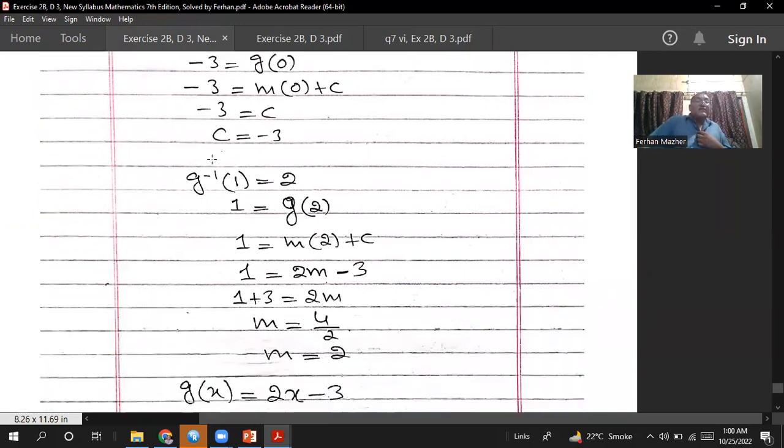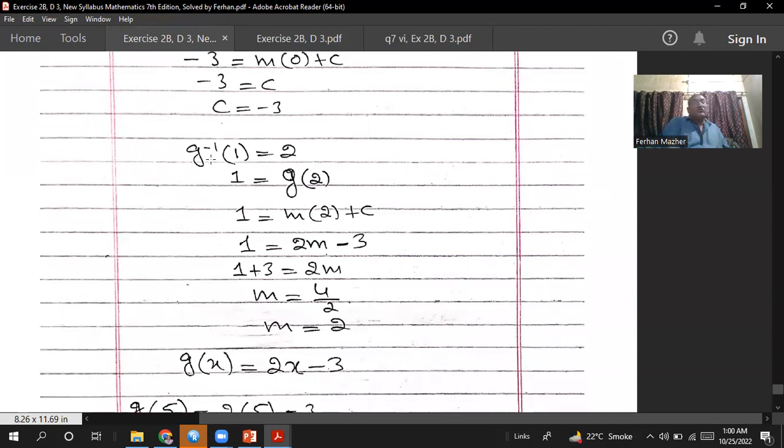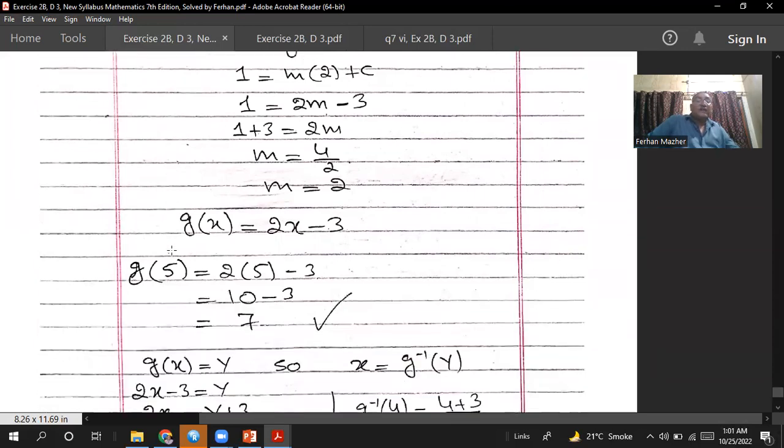Now it is given g inverse of 1 is equal to 2. So it will be 1 is equal to g of 2. So it will be 1 equals m into 2 plus c, and 1 is equal to 2m minus 3. So it will be 1 plus 3 equals 2m. So m will be equal to 4 by 2. So m will be equal to 2. So g of x is equal to 2x minus 3.